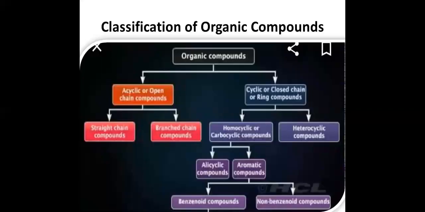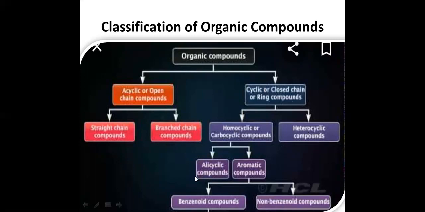Next topic, which is very important, is the classification of organic compounds. Organic compounds are classified into 2 main classes: acyclic or open chain compounds, and cyclic or closed chain or ring compounds. Then open chain compounds are classified into straight chain and branch chain compounds, while closed chain or cyclic or ring compounds are classified into homocyclic or carbocyclic compounds and heterocyclic compounds.